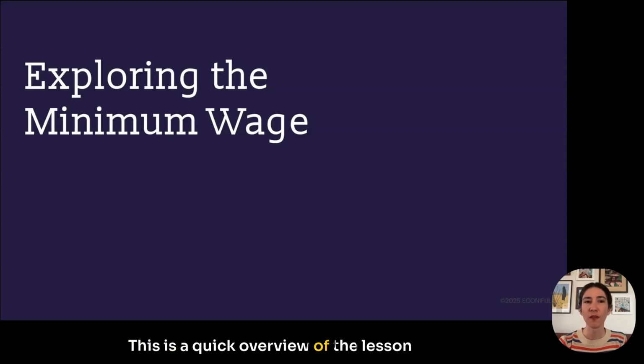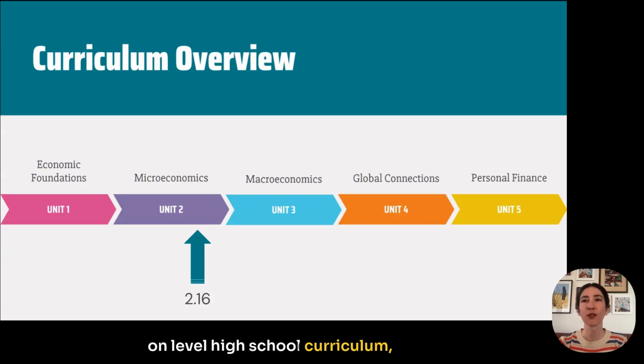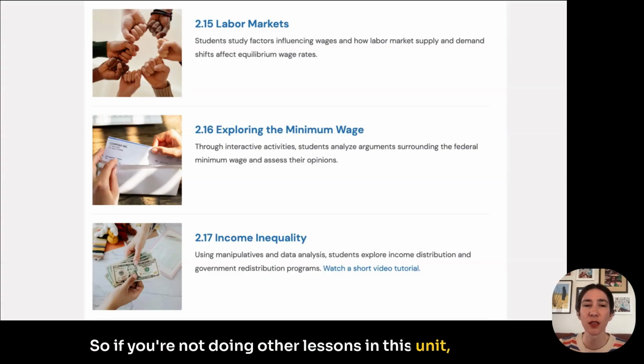This is a quick overview of the lesson plan Exploring the Minimum Wage. It's lesson 216 in Econoful's one semester on-level high school curriculum, part of our microeconomics unit. Before this lesson, 215 is about labor markets, and after 216 is 217 on income inequality. 216 actually stands alone pretty well, so if you're not doing other lessons in this unit, I think this one would be a great one to try out.